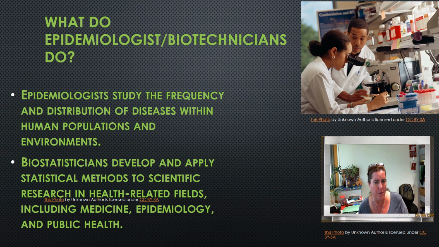So what do epidemiologists and biostatisticians do? Well, epidemiologists study the frequency and distribution of disease within human populations and environments, and biostatisticians develop and apply statistical methods to scientific research in health-related fields. So epidemiologists, as we said, are looking at the frequency and distribution of disease within human populations and environments as well.